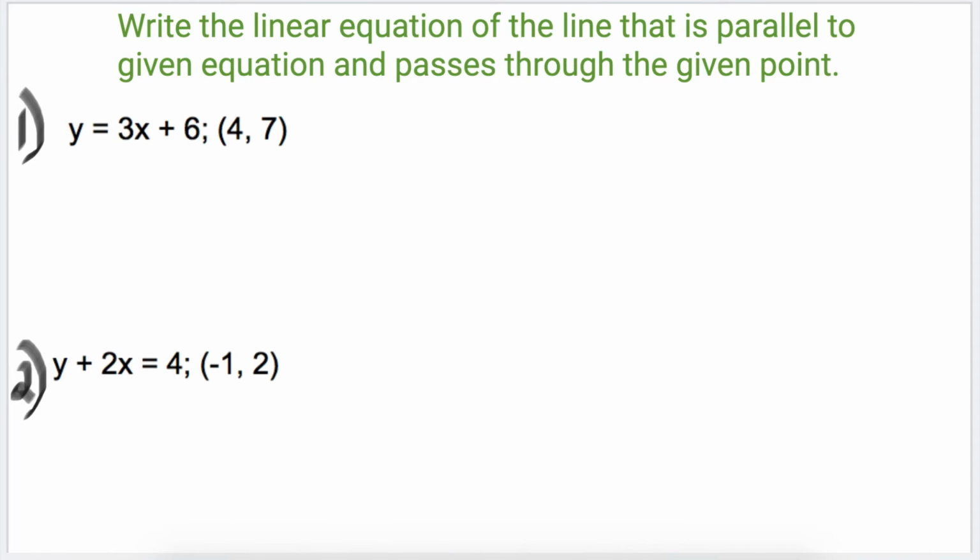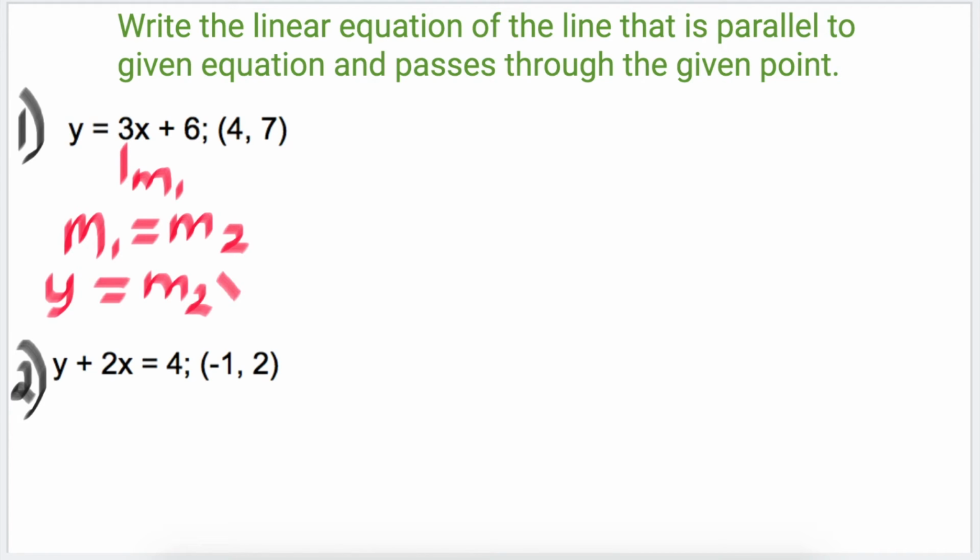So the first example we're going to look at is how to write the linear equation of a line that is parallel to the given equation and it passes through the given point. The given equation is y equals 3x plus 6, and so the first thing is we need to figure out what is the slope. So the slope is going to be m1, which is positive 3. Since we're dealing with parallel lines, that means that the slope of the given line, m1, is going to be equal to the slope of the line that we're looking for.